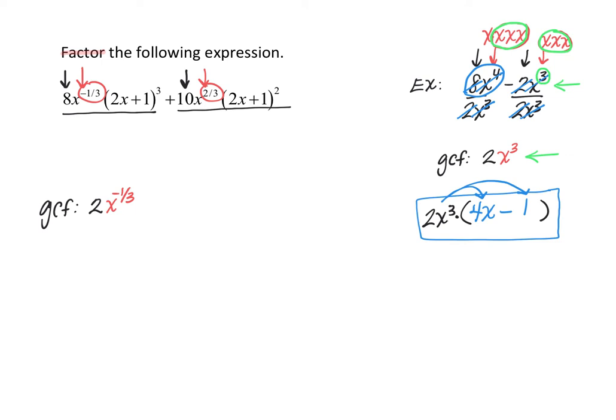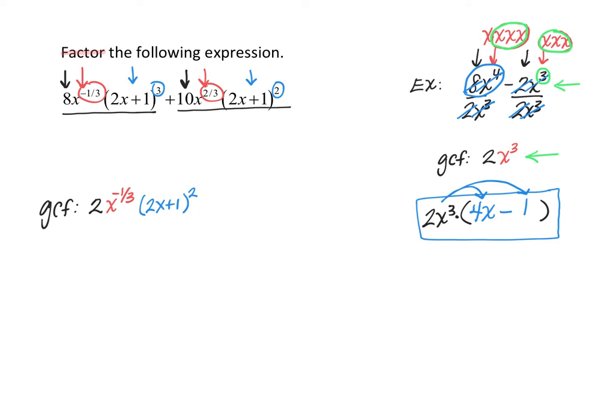And then we'll move on to the 2x plus 1 cubed. And over here we have 2x plus 1 squared. The base is 2x plus 1. And again, we're going to apply our strategy where we're taking the smaller exponent, we have 3 and 2, and the smaller exponent would be a 2. The greatest common factor there is 2x plus 1 squared. So that's how we arrive at our GCF.